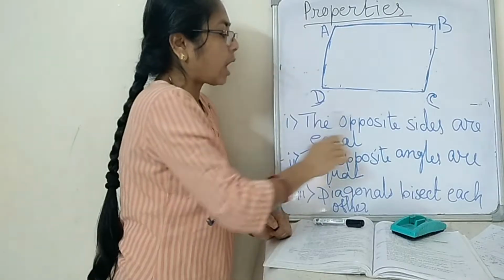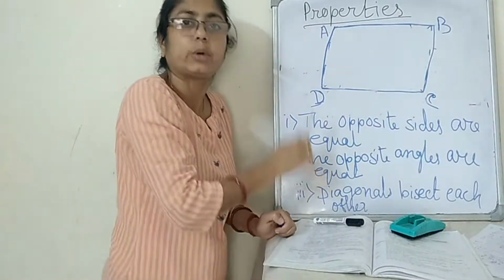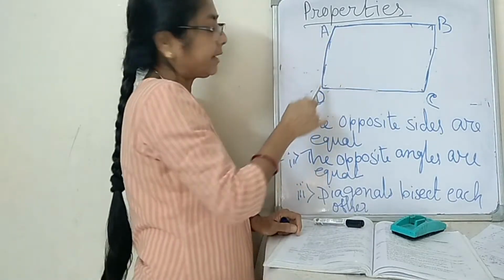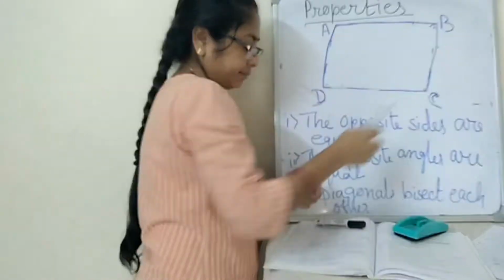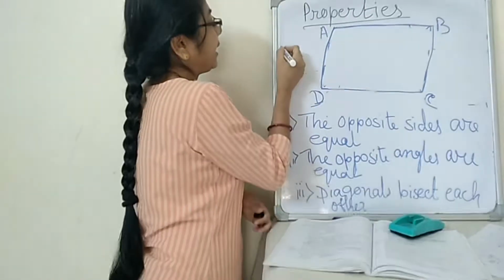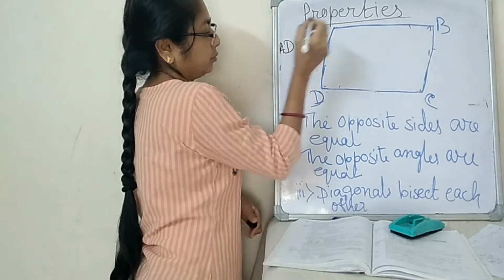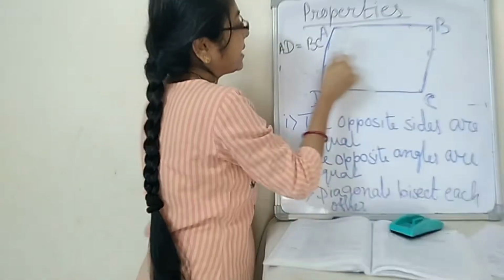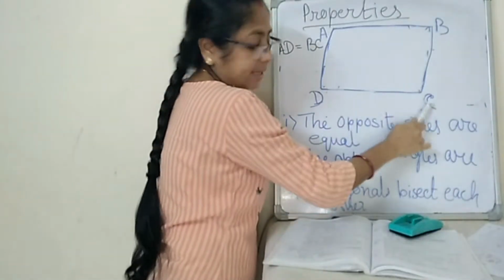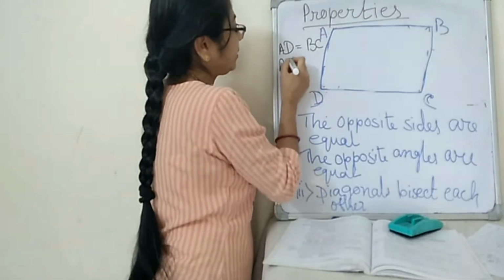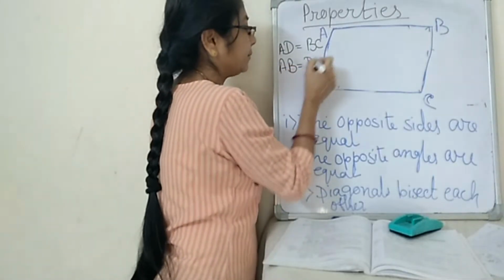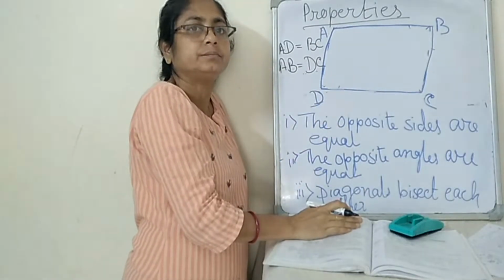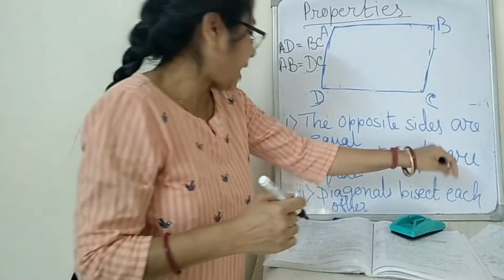First point, the opposite sides are equal. This is the picture. What are the opposite sides? AD and BC. So I write AD equal to BC. Clear? Another pair of sides, AB and DC. AB equal to DC. So we can write four sides. Okay, next: the opposite angles are equal.